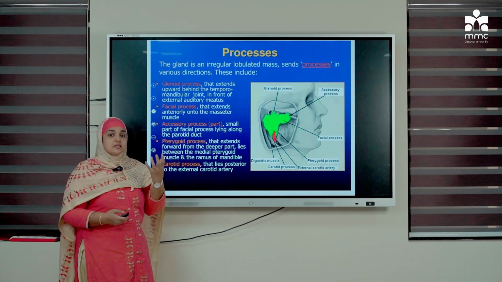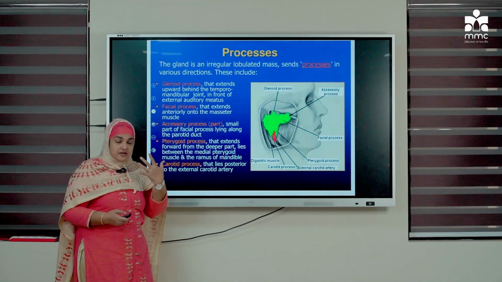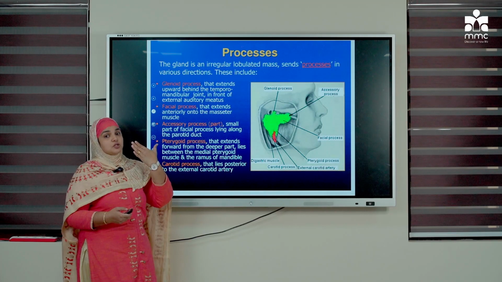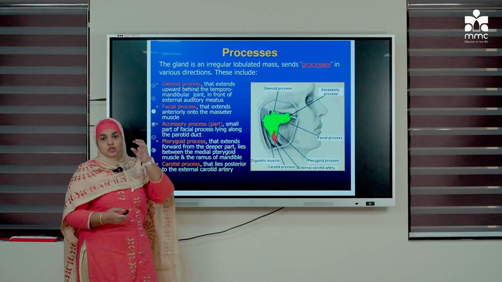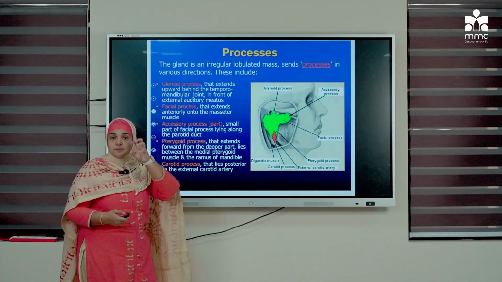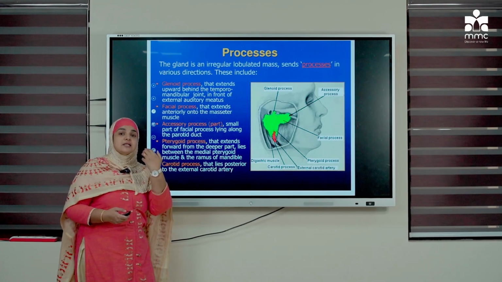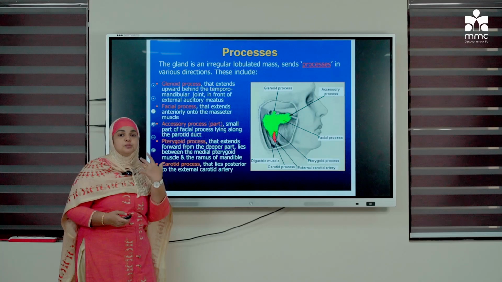We know that there is a plexus of veins called the pterygoid venous plexus, and the medial and lateral pterygoid muscles. All these are lying medial to, or deep to, the parotid gland. So, a process or extension of the parotid gland which goes into the depth, towards the medial pterygoid muscle, is called the pterygoid process.